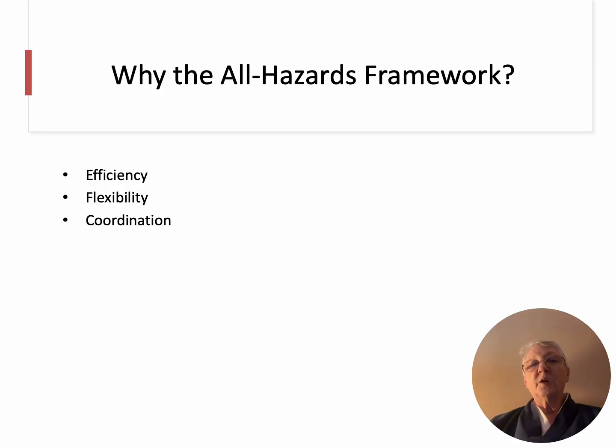The all hazards framework involves efficiency because the same core response system can be used repeatedly. It improves flexibility because systems can adapt. It improves coordination because agencies train together using shared systems. So, why do we use the all hazards framework? Because it's efficient, it's flexible, and it's coordinated.